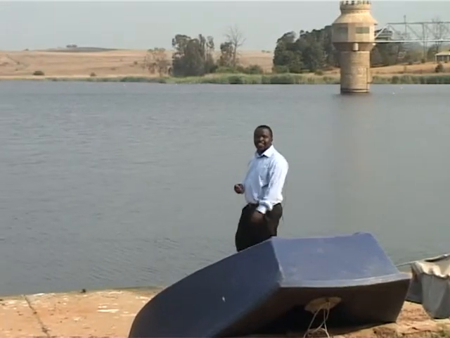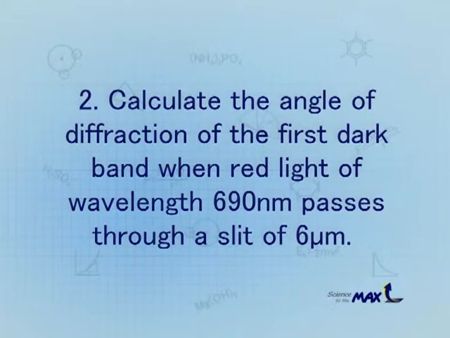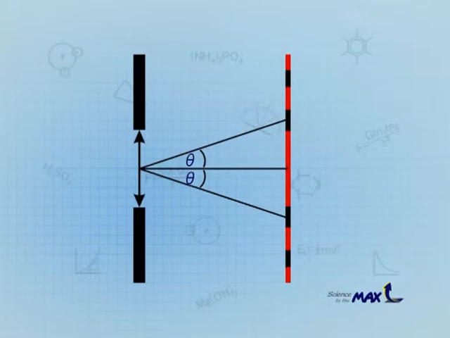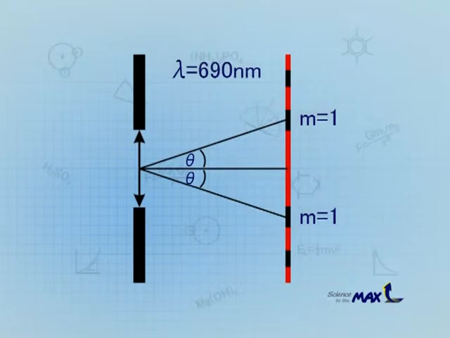So, let's look at the example that you'll find in your learner's guide. Calculate the angle of diffraction of the first dark band when red light of wavelength 690 nanometers passes through a slit of 6 micrometers. First, get your information right. m equals 1, lambda equals 690 nanometers, and a equals 6 micrometers.